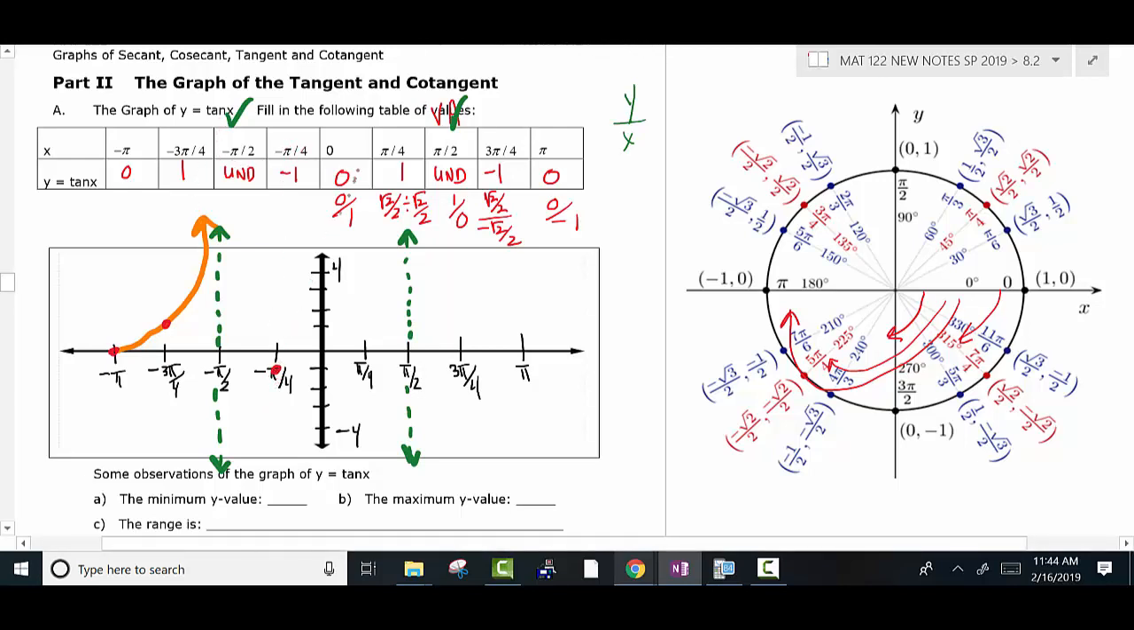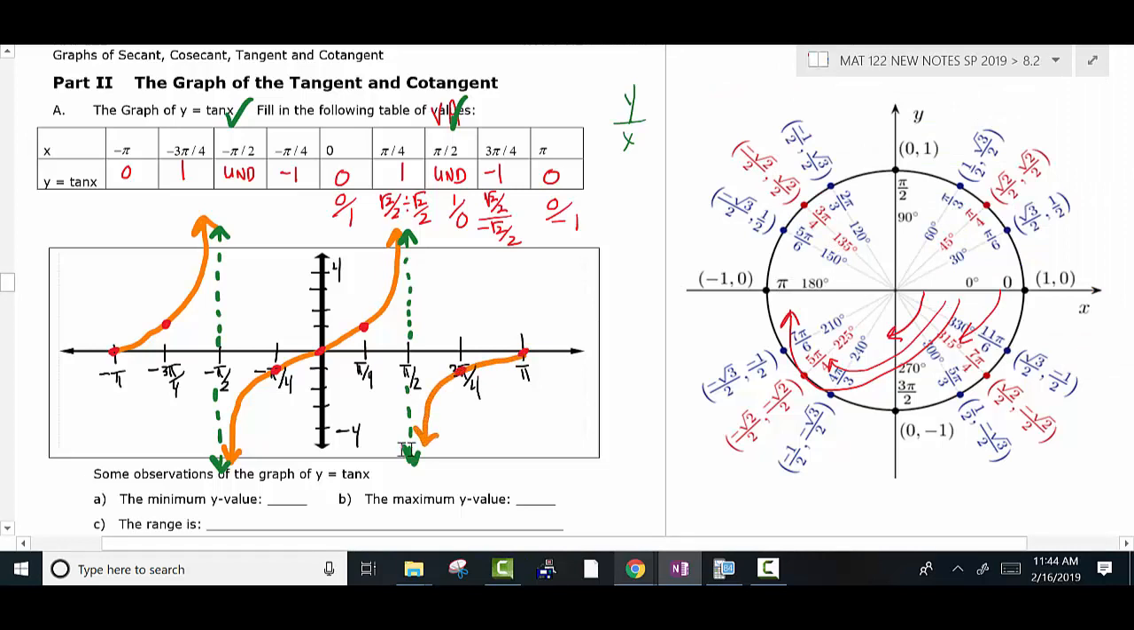Then if we do the rest of these, negative pi over 4, we're down at negative 1. We have a point 0, 0, and pi over 4, 1. And then again, the graph is going to do this kind of thing. It'll approach the asymptote from the left going to infinity, and it'll approach the asymptote from the right going to negative infinity. And then the rest of it's pretty similar. 3 pi over 4, negative 1 is a point, 0, 0 is a point, and then you just sketch. So these are the key points on the tangent.